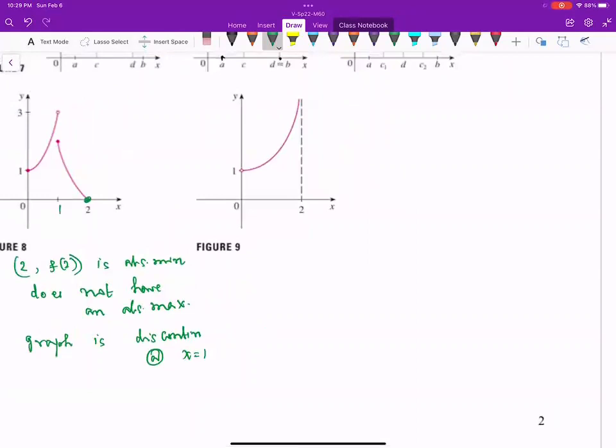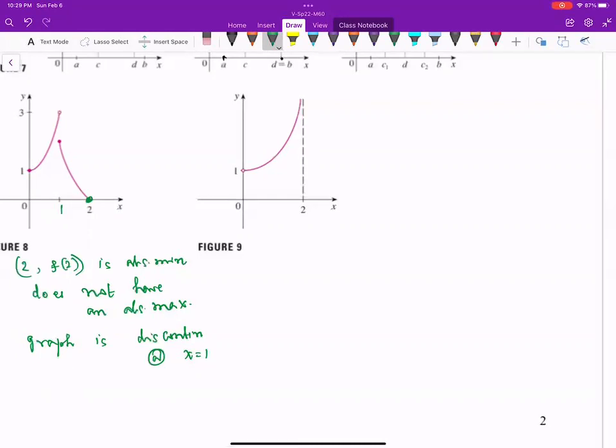So in this graph, there is no absolute minimum because there is a hole at 1. Same way, there is no absolute maximum because the graph goes on and on. This is because there is a discontinuity at x equal to 2, or there is a vertical asymptote at x equal to 2. So no absolute max, no absolute min.